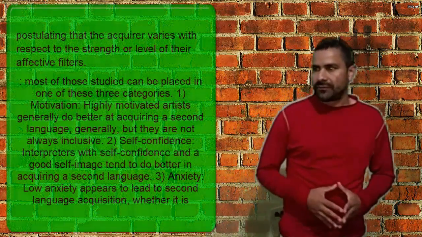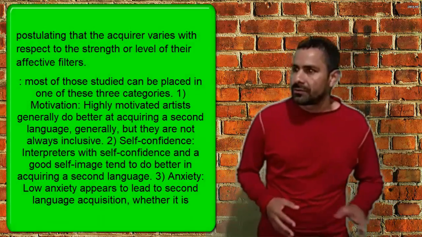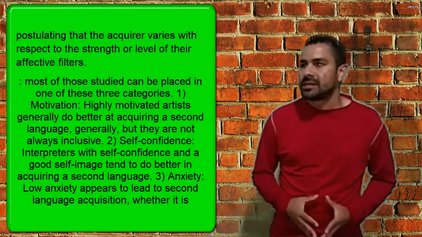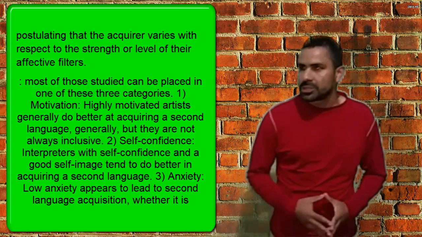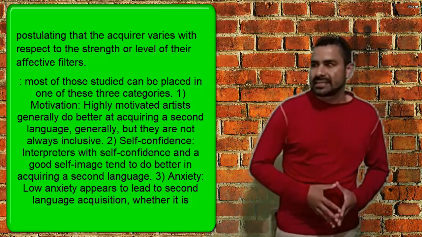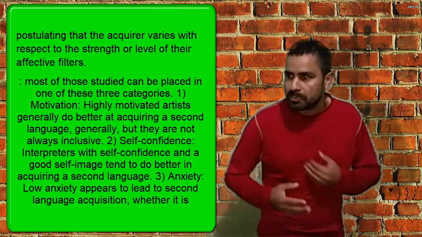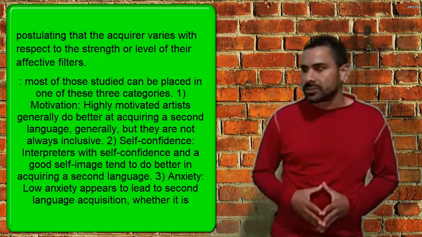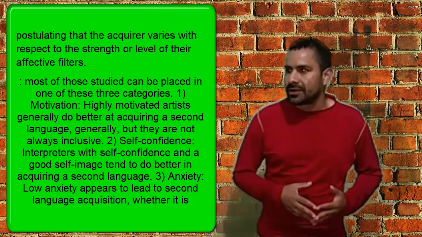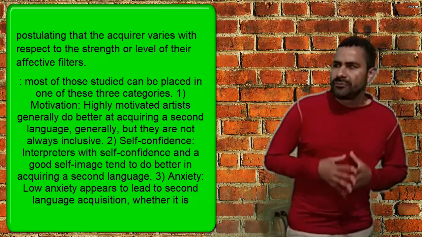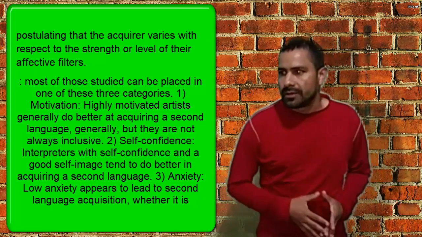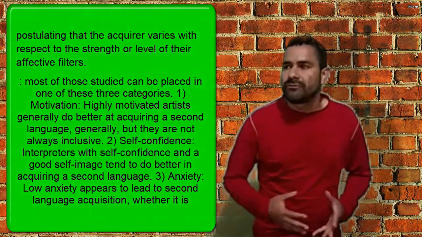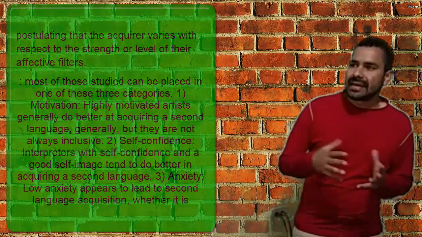The affective filter hypothesis captures the relationship between affective variables and the process of acquiring a second language by postulating that acquirers vary with respect to the strength or level of their affective filters. Most of those studies can be placed in one of three categories: number 1, motivation; number 2, self-confidence; and number 3, anxiety.